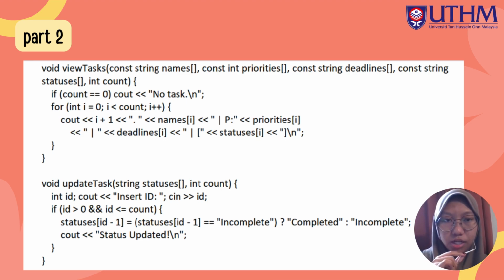That part is to validate the ID and ensure the ID is greater than 0 and does not exceed the total number of tasks. Next is to access the selected task status, since arrays start at index 0, and check whether the current status is incomplete.